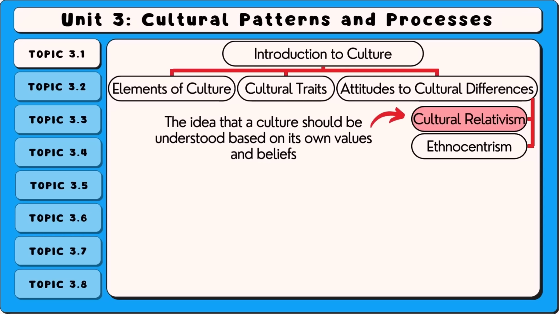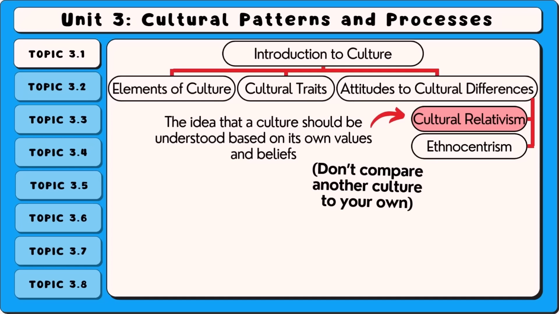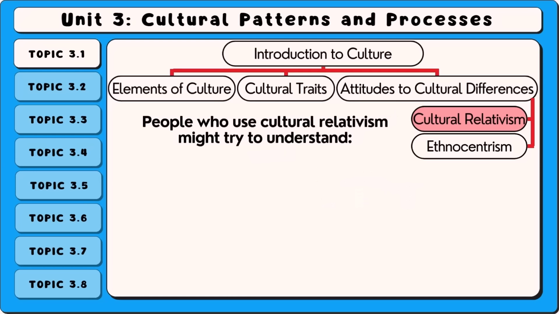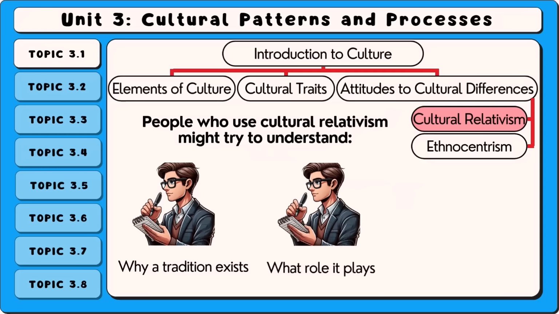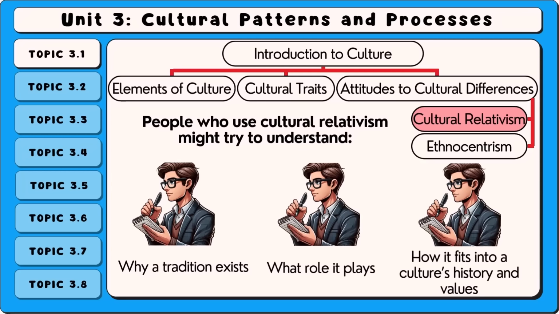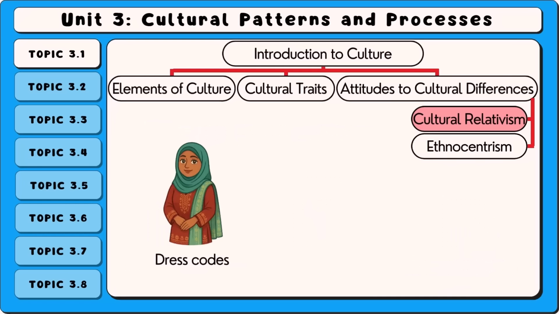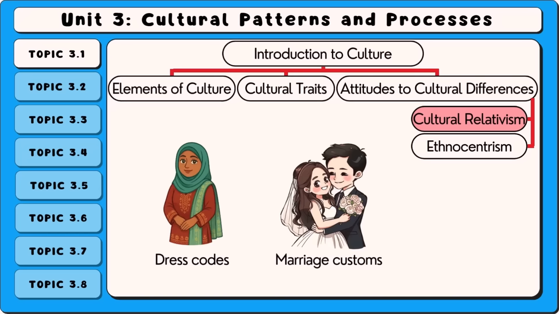Cultural relativism is the idea that a culture should be understood based on its own values and beliefs, not compared to another culture. People who use cultural relativism try to understand why a tradition exists, what role it plays in society, and how it fits into that culture's history and values. For example, someone using cultural relativism would try to understand why a community follows certain dress codes or marriage customs without judgment, even if those customs are different from their own.